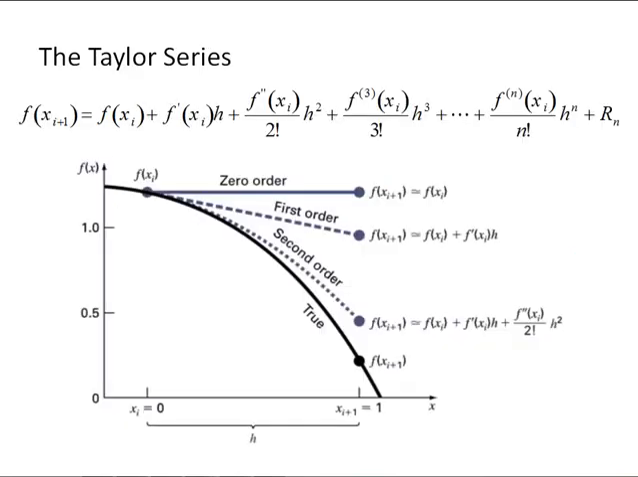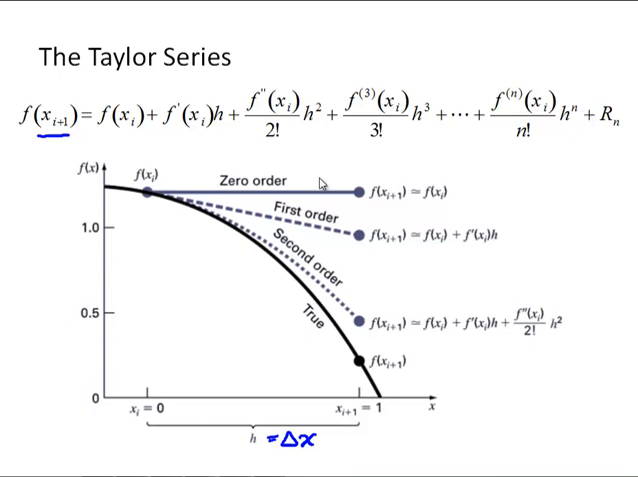So recall from calculus, we can use the Taylor series to predict the next value of a function. So the function evaluated at some x_{i+1} is going to be f of x_i plus f prime of x_i, so that's the derivative at x_i, times h, where h is our delta x, the difference between x_{i+1} and x_i, plus the second derivative of f over 2 factorial times h squared, and so on.